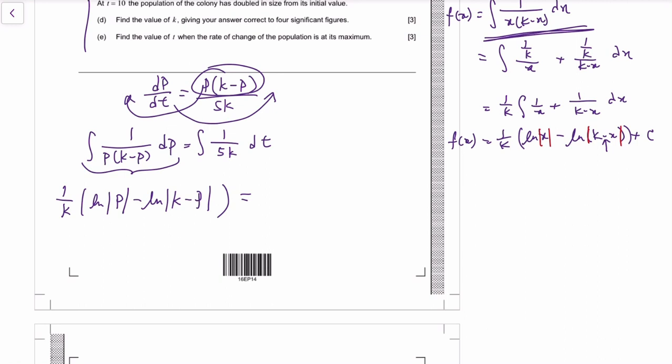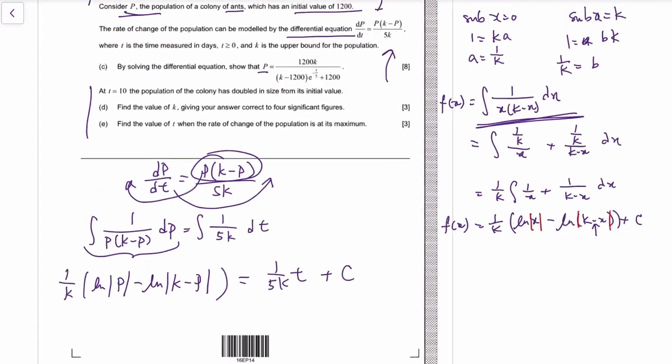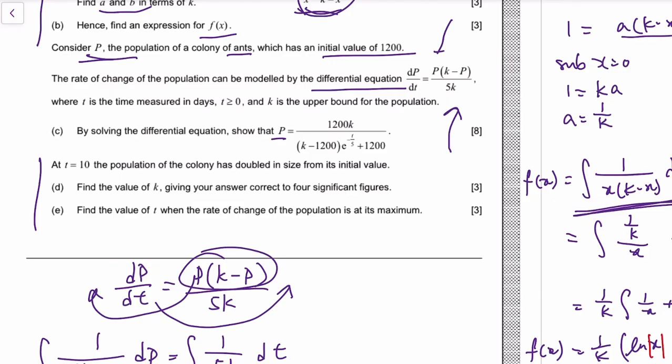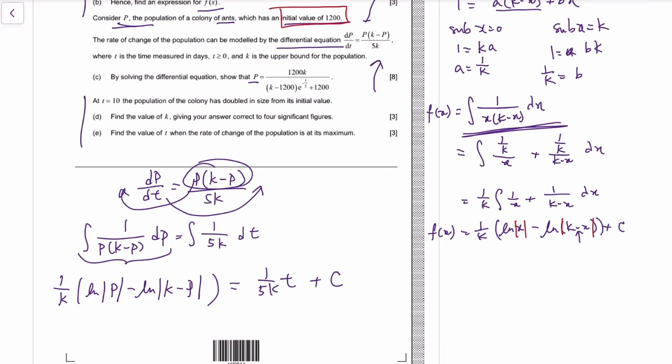So integrate 1 over 5k dt. Remember k is a constant, so if you integrate this, you get t over 5k plus c. Now the idea is you should use this information to find one of the constants. You should be able to either find k or c. I think we'll be able to find c like that.